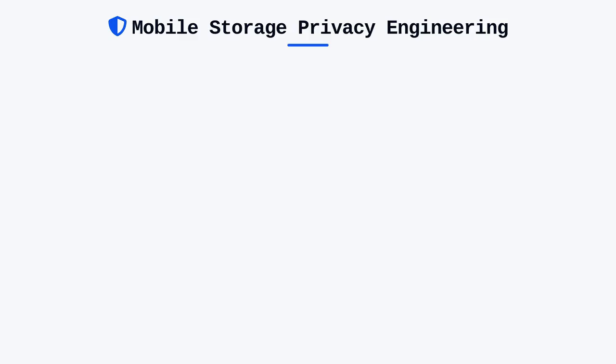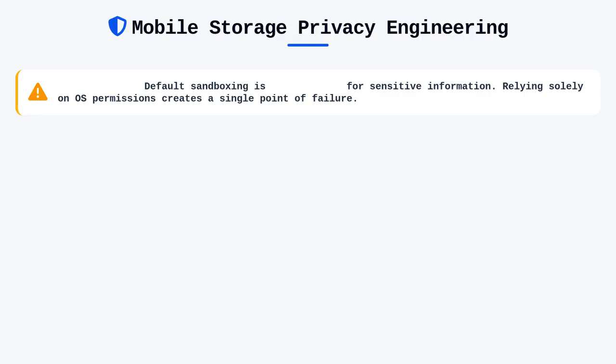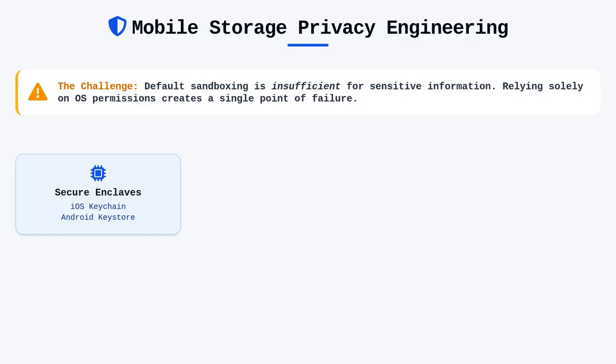The storage layer on mobile devices presents its own set of privacy challenges that demand robust engineering patterns. Every mobile operating system provides a sandboxed file system, but simply relying on default permissions is rarely sufficient for sensitive information. You must implement file system-level encryption where the keys are derived from secure hardware enclaves like the iOS Keychain or the Android Keystore.